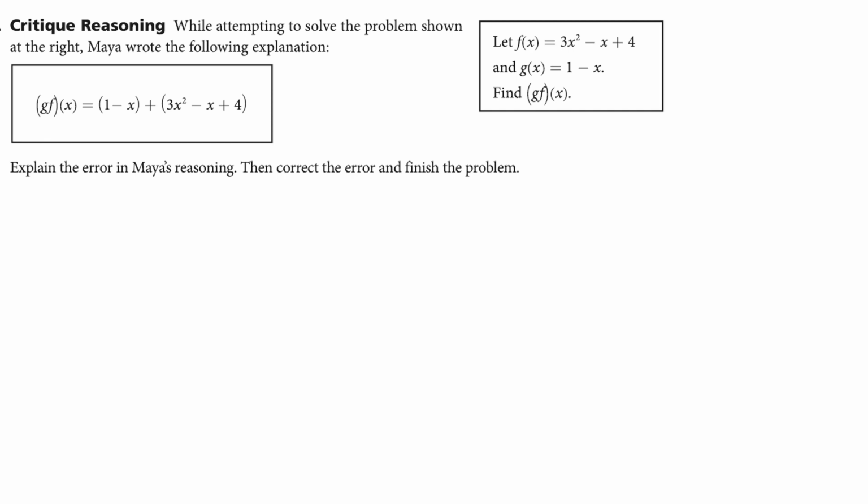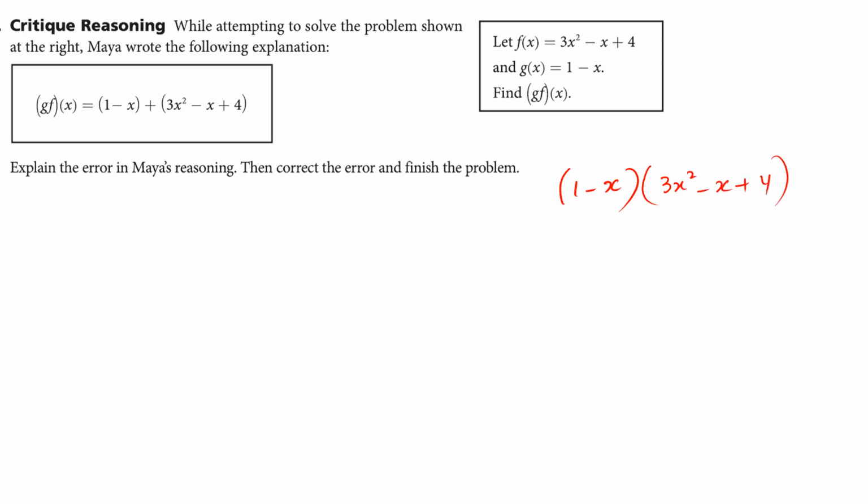Now have a look. While attempting to solve the following problem, Maya wrote the following expression. Okay, now find out g times f of x. So look at this. First write the g, that is 1 minus x, and then write the f side, that is 3x square minus x plus 4.